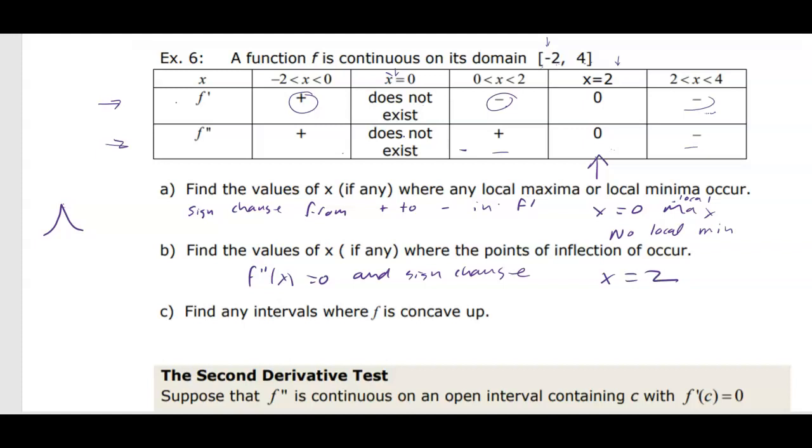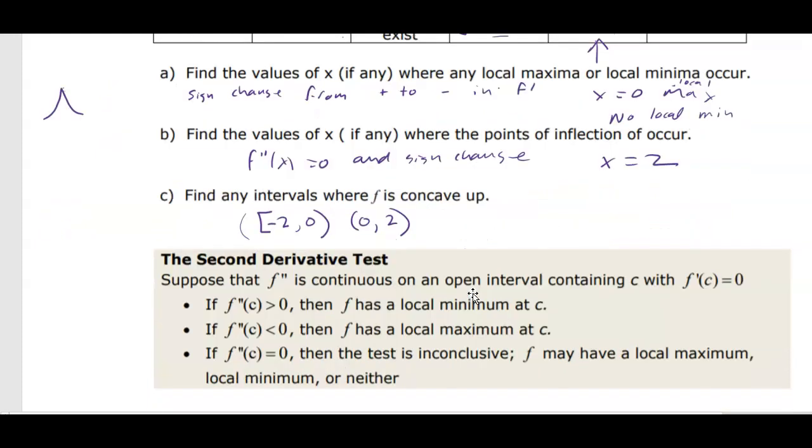And this function is concave up wherever the second derivative is positive. So the interval will be from -2 to 0, but not at 0 because the second derivative does not exist there. And then from 0 to 2, but not at 2 because the second derivative is 0 there. If I were asked about concave down, I would only include from 2 to 4. Okay, and sometimes this is a round parenthesis depending on the interpretation of what you do with the endpoint. I will make sure you get credit for either in tests and quizzes.